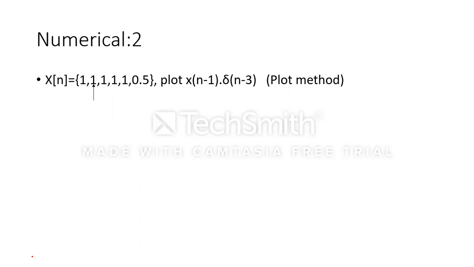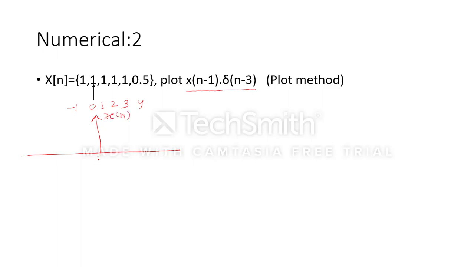Now the second numerical. Here we have to plot x[n minus 1] with delta[n minus 3]. It's very simple. x[n] is given to you. It means the arrow is given over here, so 0 is here, then 0, 1, 2, 3, 4, minus 1. If you plot it, this signal will look like this.